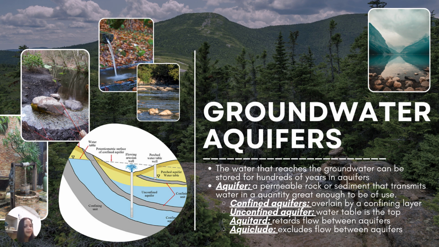Whereas if it was an unconfined aquifer, the water table is the top and it's affected. So our upper aquifer, unfortunately, is contaminated in the Pinedale region by this chlorinated solvent because it's an unconfined aquifer. Aquitards will retard the flow or slow the flow between aquifers. Ours is an aquiclude, which excludes the flow between aquifers. Okay.